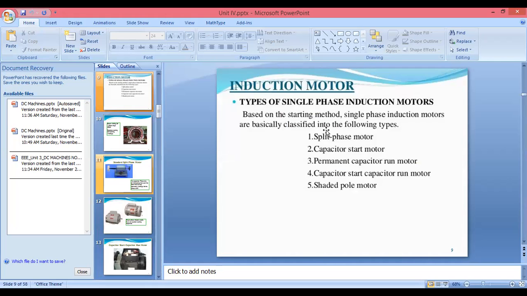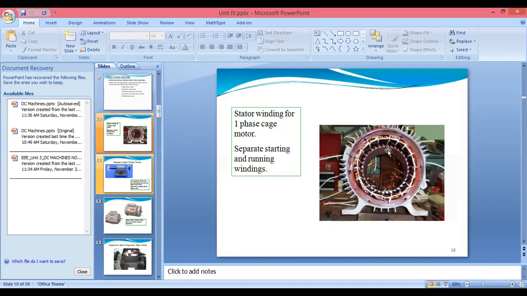Based on the starting method, single phase induction motors are classified into different types. How we are giving the supply to the single phase induction motor. There is a split phase induction motor, there is a shaded pole motor, there is a capacitor start motor, permanent capacitor run motor, capacitor start capacitor run motor. There are different types of the single phase induction motor.